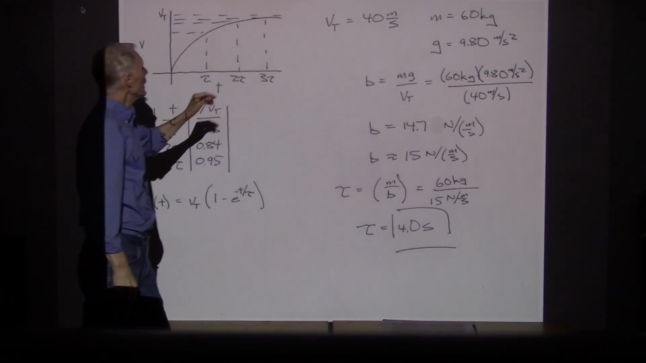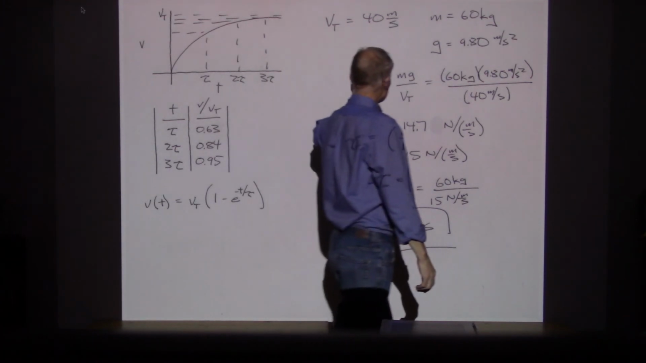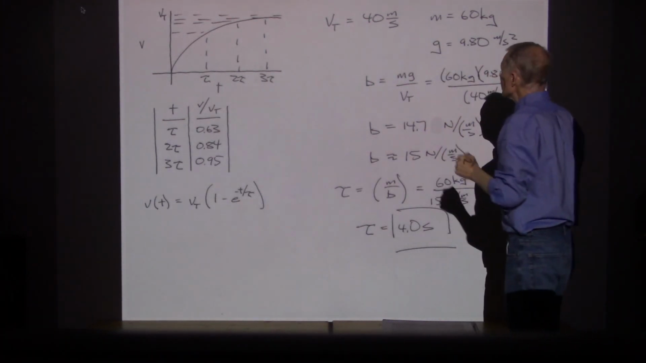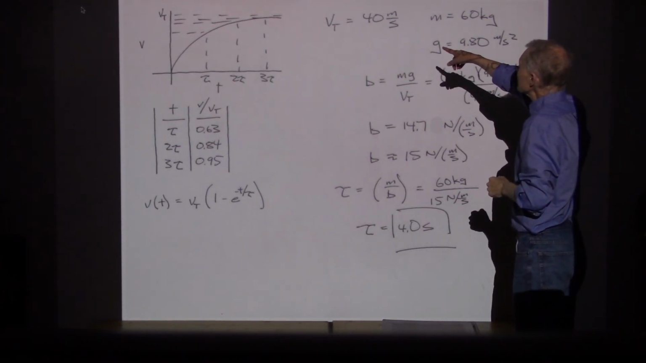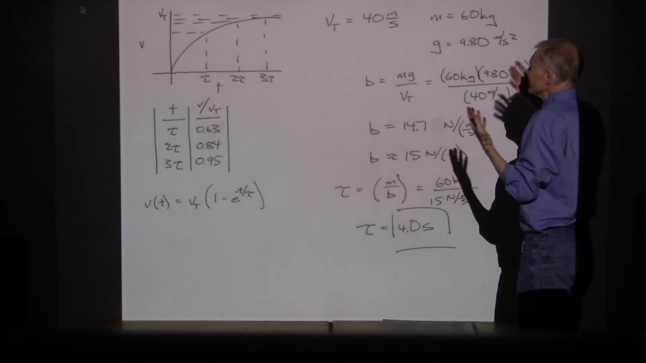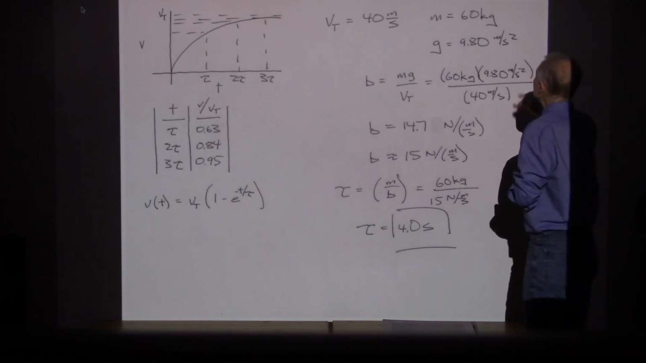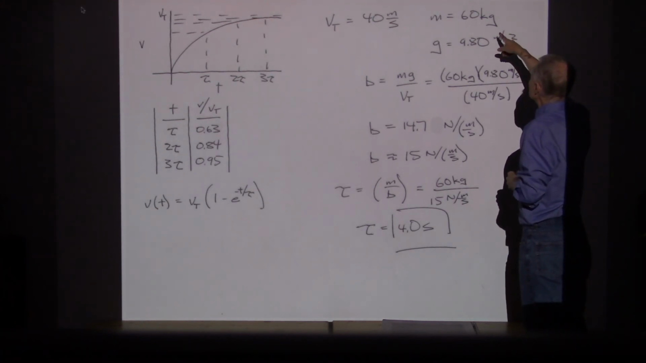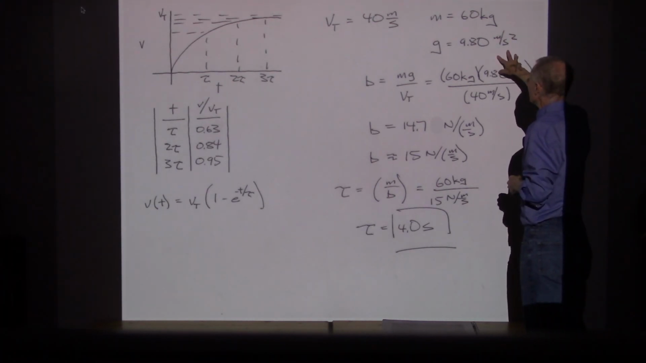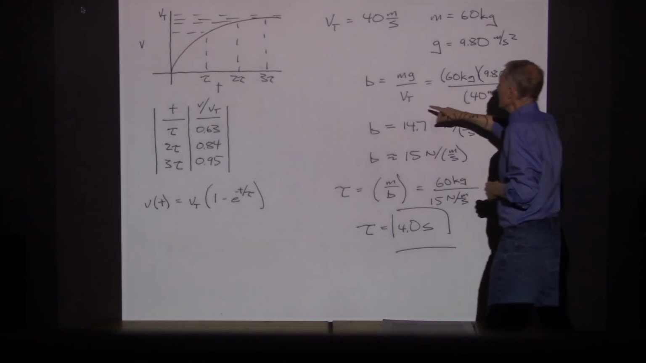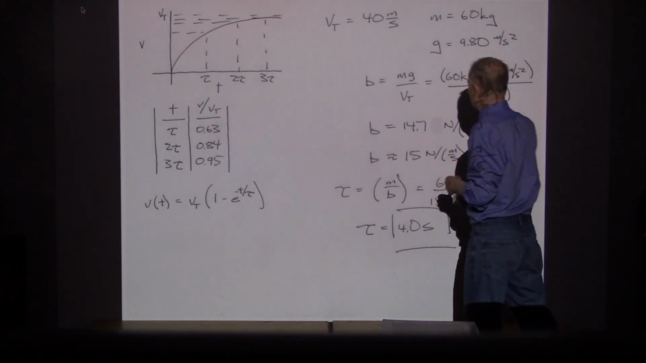Now, the terminal velocity, I think this was for a person. This is something I looked up. So let's say that somebody's parachuting and their terminal velocity is 40 meters per second, like 100 miles an hour or something. The mass is 60 kilograms. This is Earth's gravitational field.